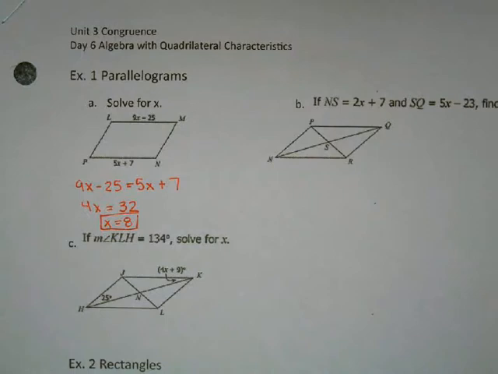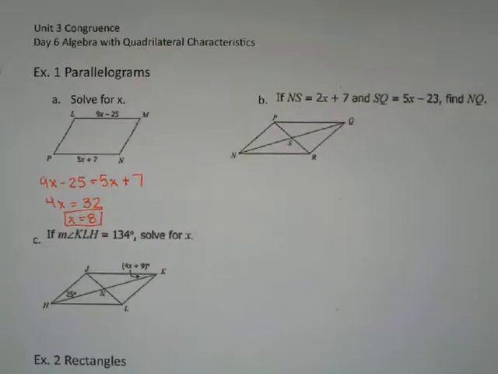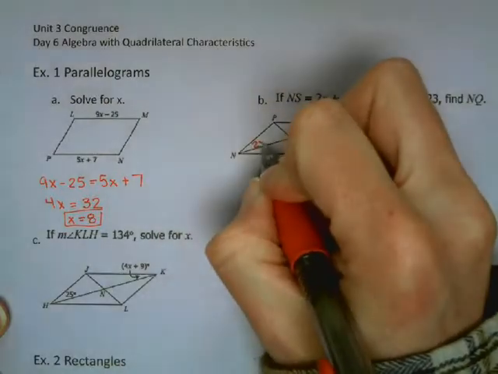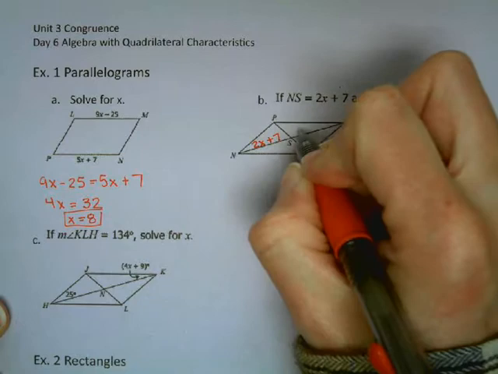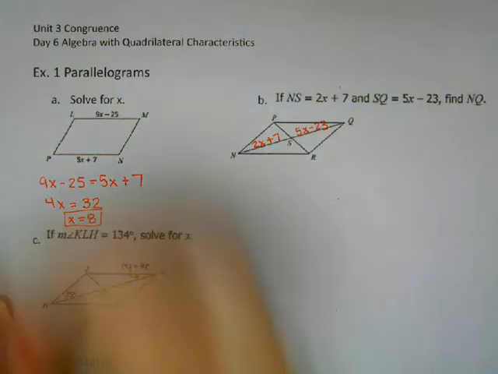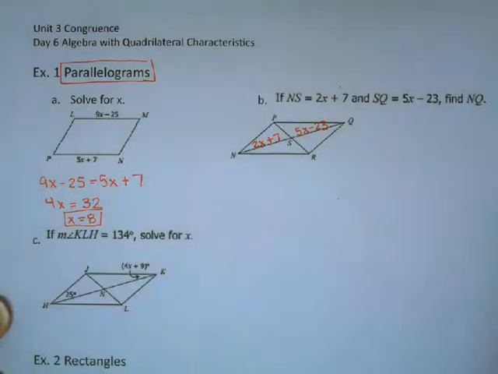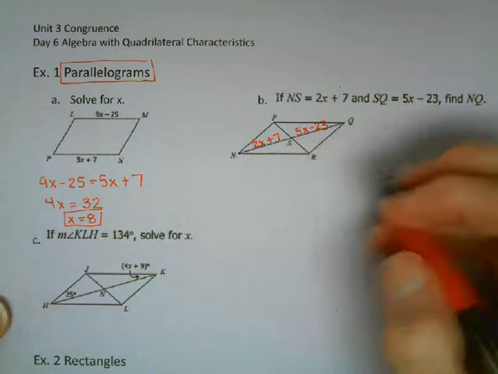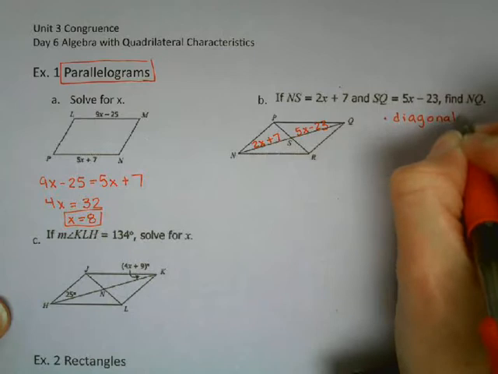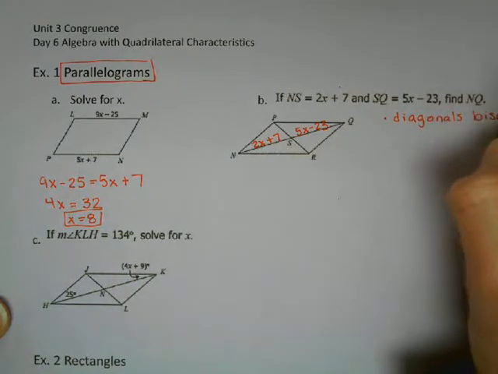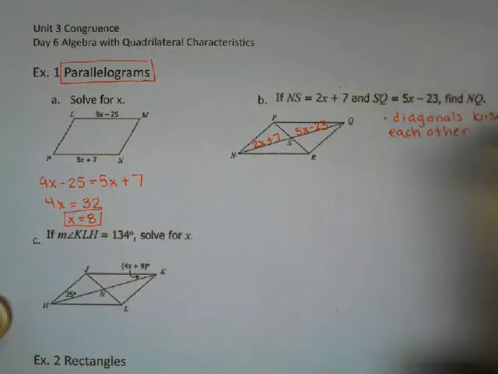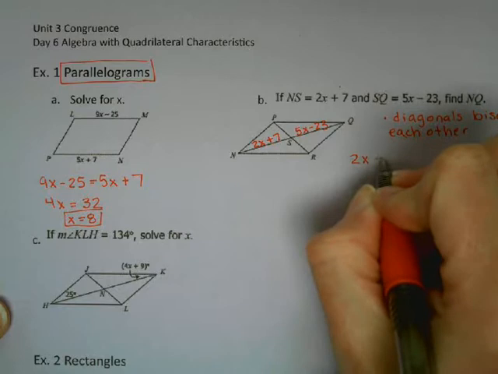This next one, sometimes they give you information in writing instead of putting it in the picture. So on this one, we have NS is 2x plus 7. SQ is 5x minus 23. So again, this whole example is called parallelograms. In a parallelogram, diagonals are bisected. I'll say they bisect each other. Since the diagonals bisect each other, I know those two parts of that diagonal are equal.